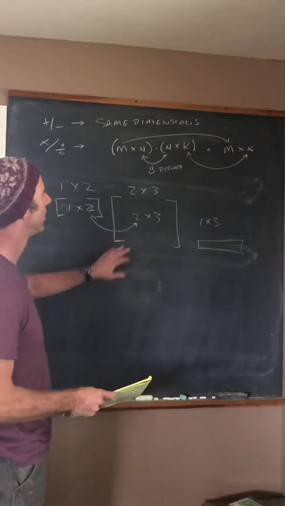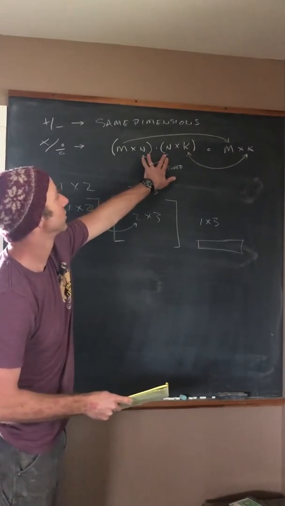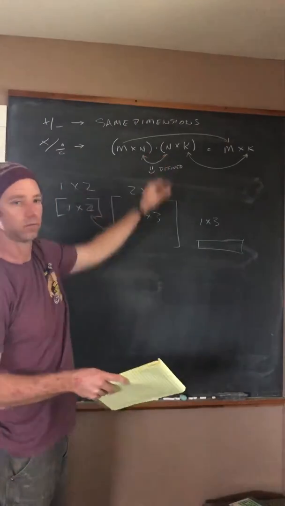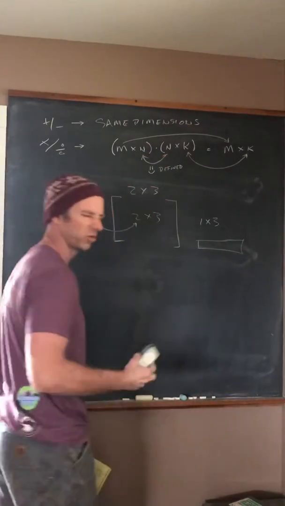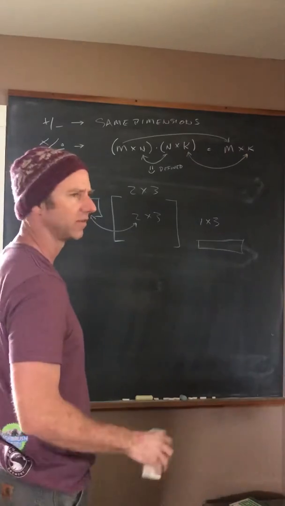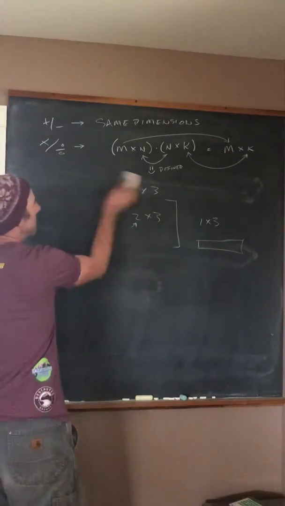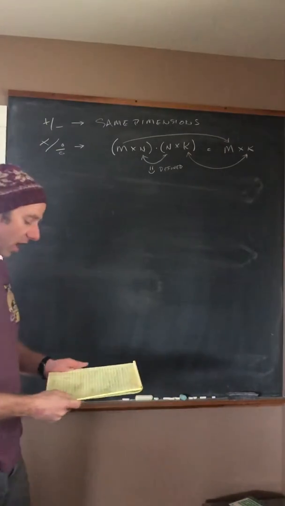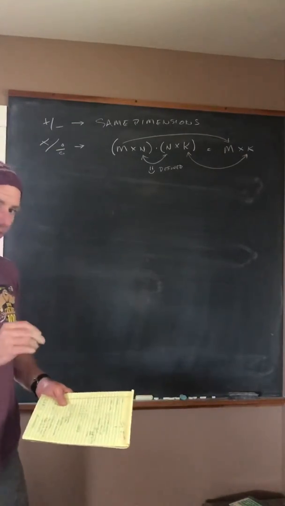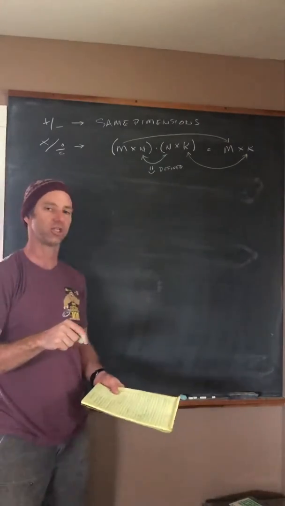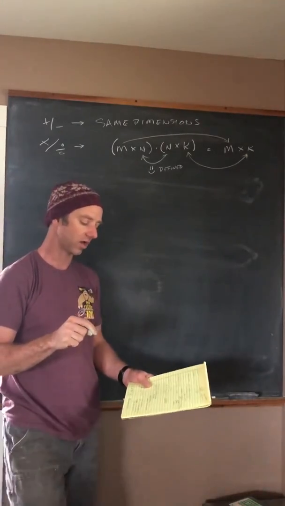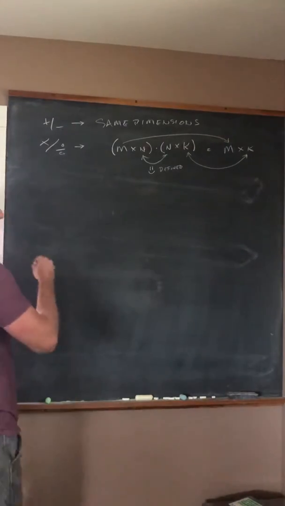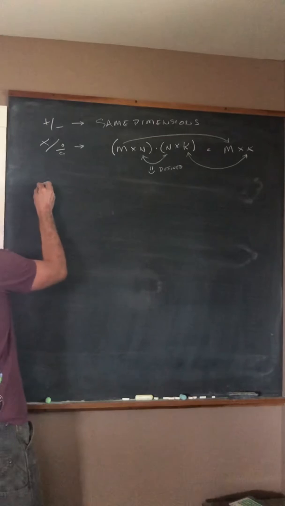I just want to give you a heads up. If these two inner numbers are not the same, your product will be undefined. Okay, another thing with matrix multiplication is the commutative property. You're probably asking about this, so let's just nail it now.